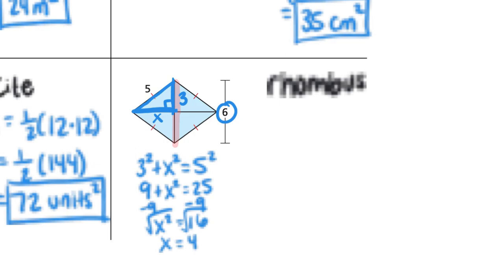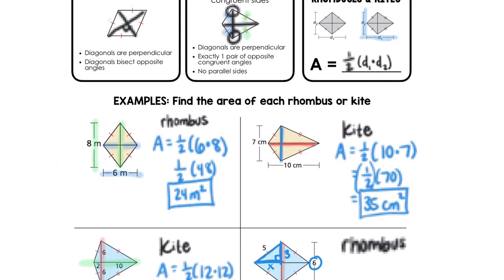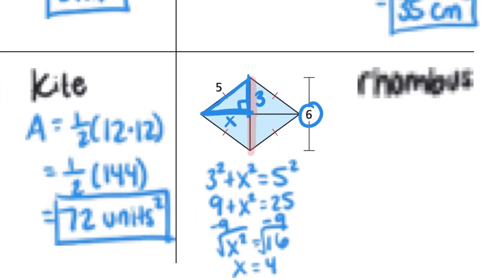So that x value is 4. Remember, on a rhombus, if this is 4, hold on one second. Just kind of erasing some of my markings. If this is 4, this will also be 4 because a rhombus has 4 congruent sides.